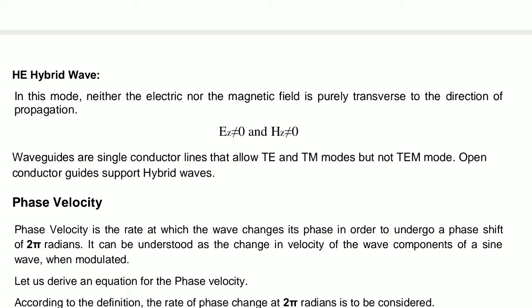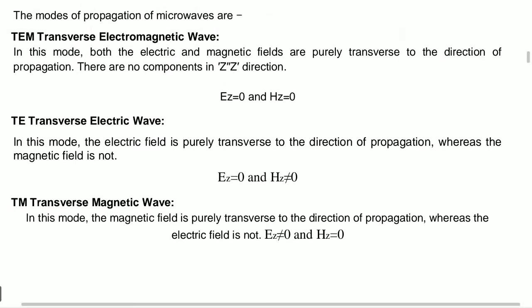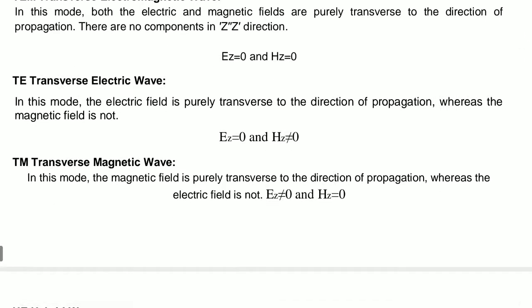So waveguides are single conductor lines that allow TE and TM modes but do not allow the TEM mode, which I have described earlier. So open conductor guides support hybrid waves. If you have an open conductor in the guides, then it can support the hybrid type of waves, that is Ez is not equal to 0 and Hz is not equal to 0. Please remember these four types of modes, their definitions and their simple equations, which are related to the propagation of electromagnetic waves through the waveguide.